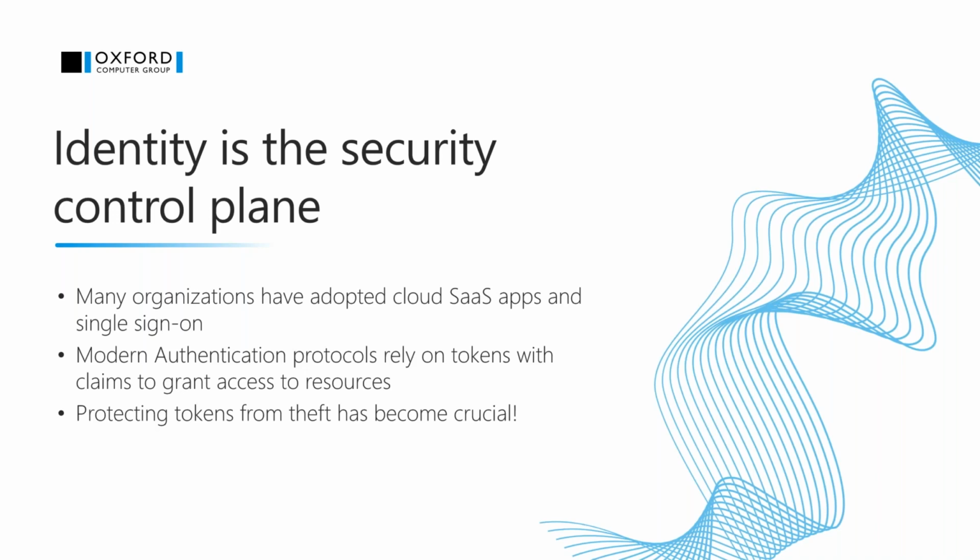And we know that identity now is the security control plane, right? So many organizations have adopted cloud SaaS applications and single sign-on. Again, those are good things. Having a single strong identity for users, where they no longer have to remember multiple usernames and passwords, which was the leading cause of identity breaches in the past, that's a good thing. Adopting cloud SaaS applications that utilize OAuth and OIDC and SAML, that's a good thing. Having single sign-on is a good thing.